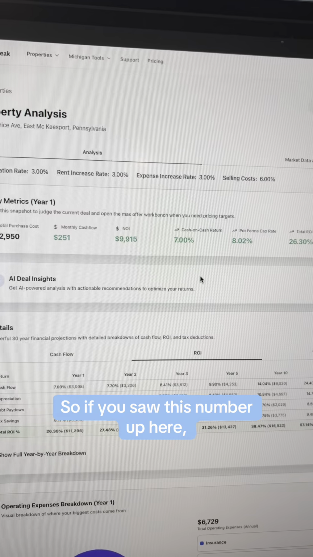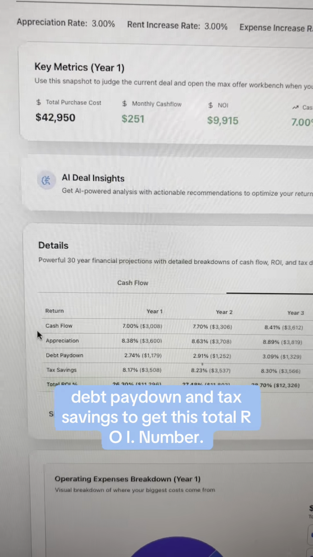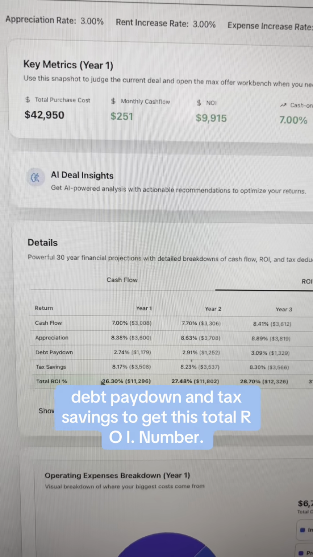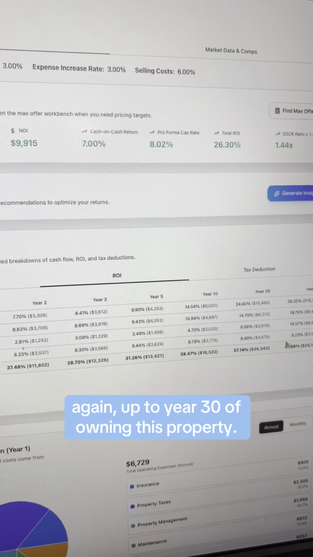So if you saw this number up here, you can see how this number is calculated, and we take into account cash flow, appreciation, debt paydown, and tax savings to get this total ROI number. You can see how this number would be calculated for each year, again, up to year 30 of owning this property.